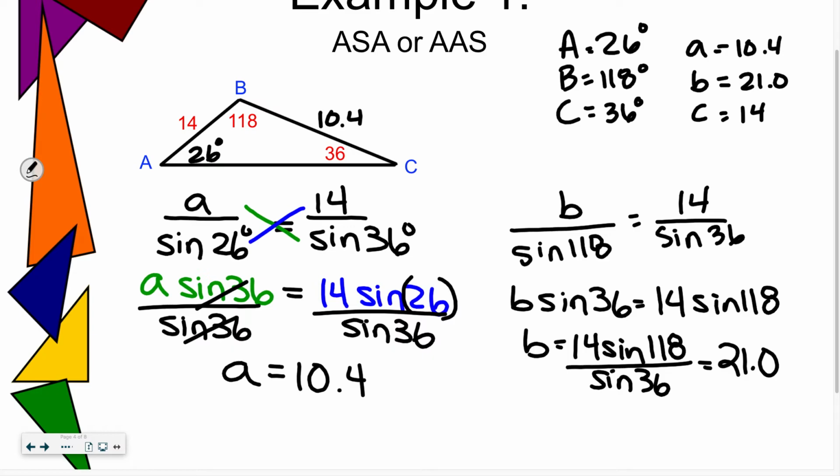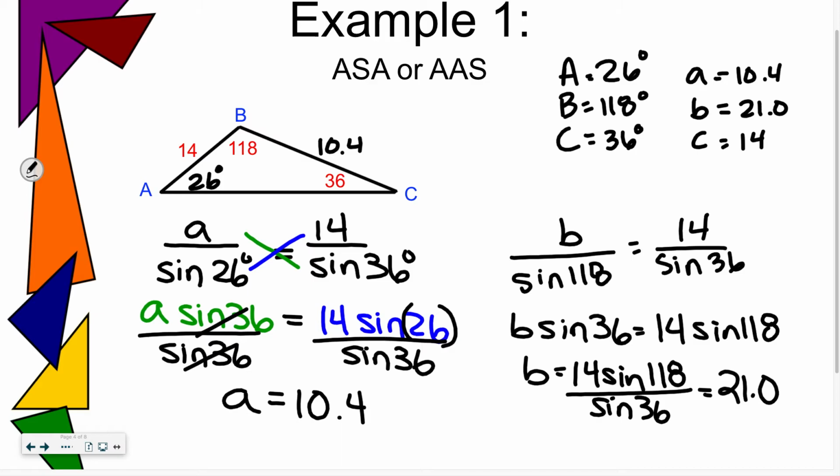Okay, last example. So this one was an angle side angle or angle angle side. It was actually the second one because the side 14 wasn't in between the two angles. But because you knew two angles, then you're really solving an angle side angle too.